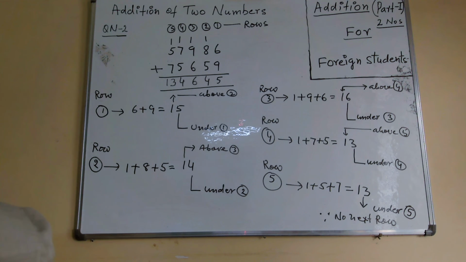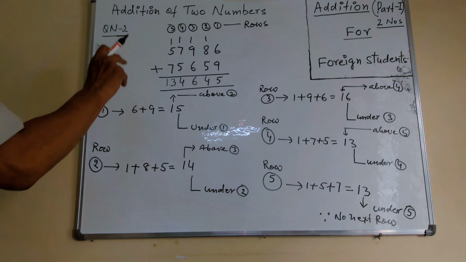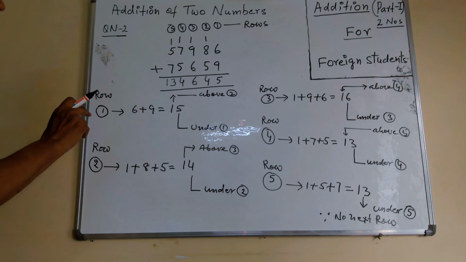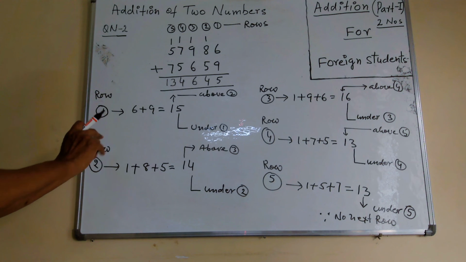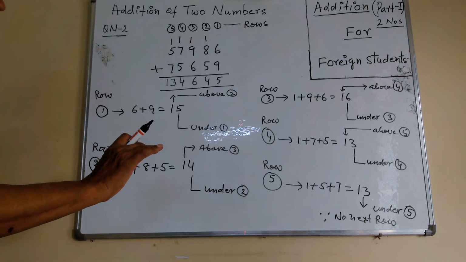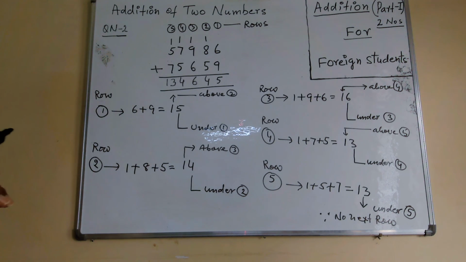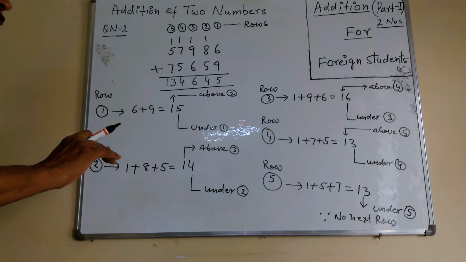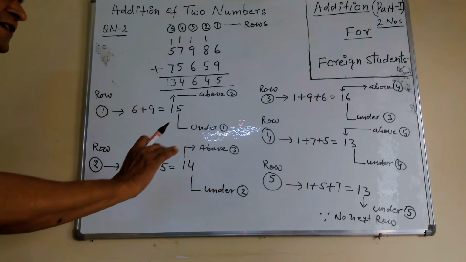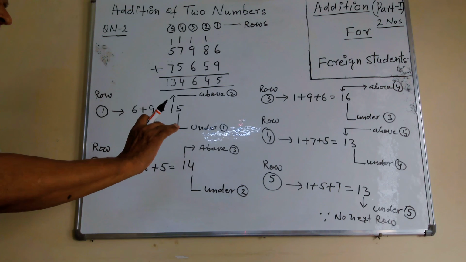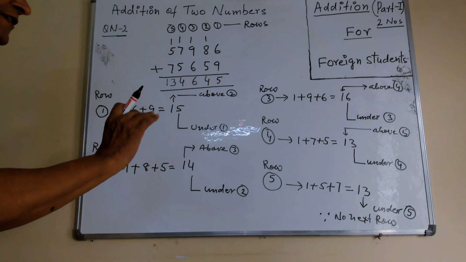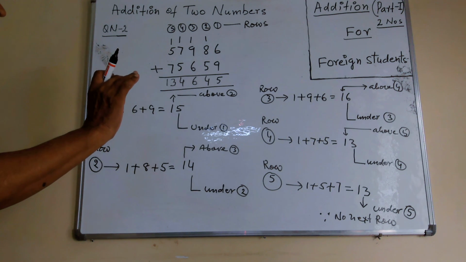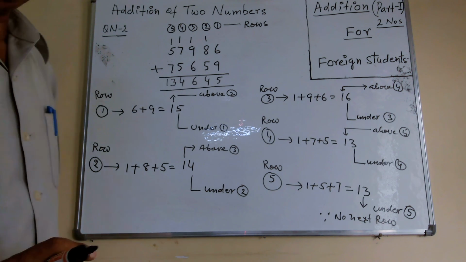So, my dear students, this is the addition of the 2 numbers with a very simple method. This is a very simple way of addition. This is not a trick. In so many videos on YouTube, you will see this is a trick. This is not a trick. This is a simple method of addition. So, apply this method, you will be very expert in addition. There will be no mistake in addition.